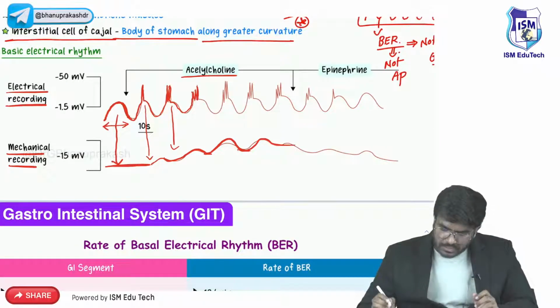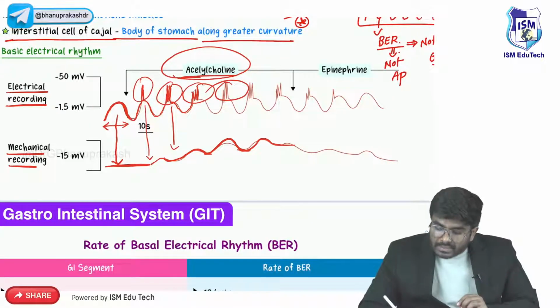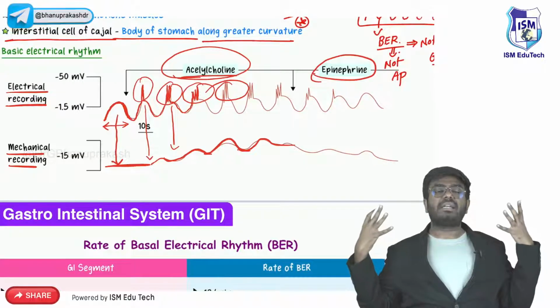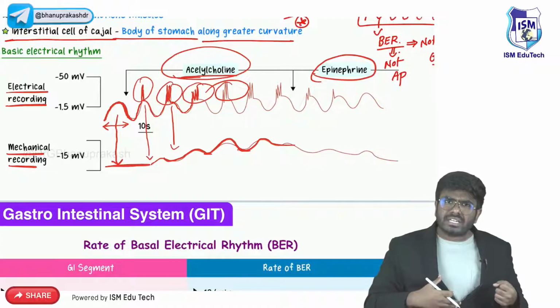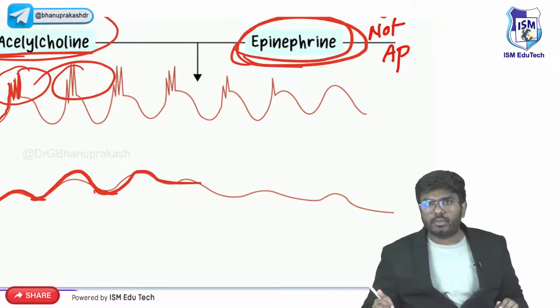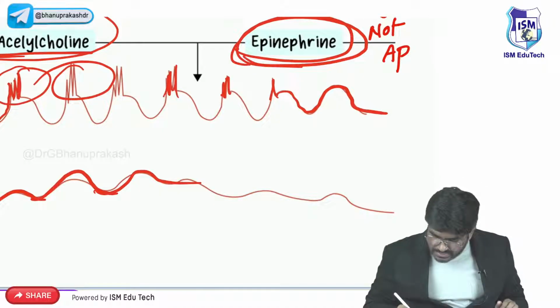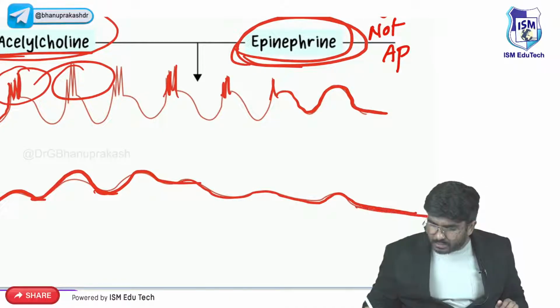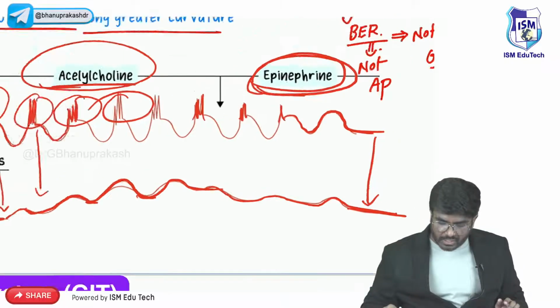Okay, so this is what I want to put into your mind. Acetylcholine is responsible for these spike potentials. But with the sympathetic nervous system, you are sympathetically activated, you are in a hurry, you are about to fight. At that time, do you want any GIT contractions? No, right? So that's why epinephrine, the sympathetic neurotransmitter, is decreasing the spikes from 3 to 2, 2 to 1, 1 to again back to basal electrical rhythm. So what is happening to the GIT contractions? They are also coming back to 0. So basal electrical rhythm, no contraction.